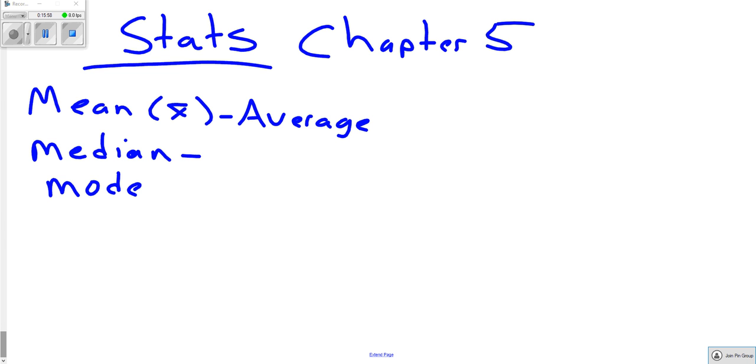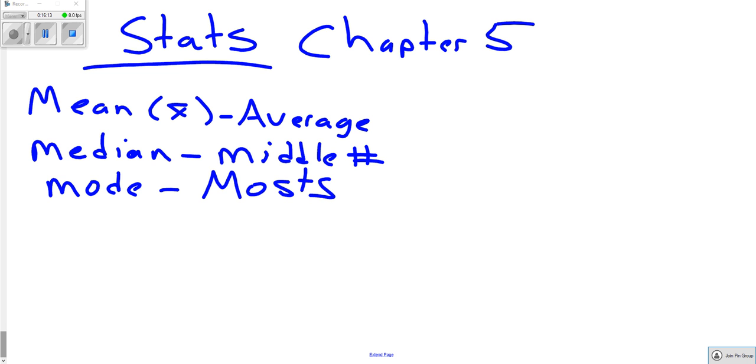All right. Median. Middle number. Mode is the most. How do you find the middle number? You got to put them all in order, from smallest to biggest. Right.